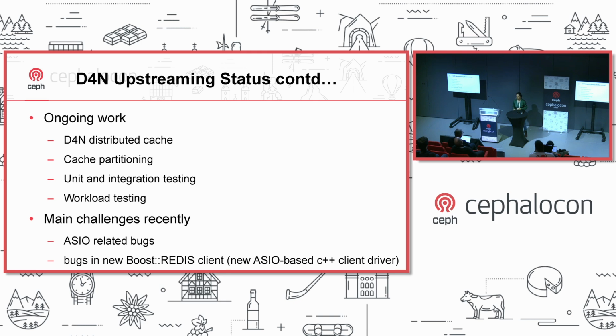So far, the main challenges that we've encountered are mostly related to Azure. So there were some Azure bugs that we encountered in the RGW code. And we also came across some bugs in the Boost Redis client that we've been using to talk to the Redis server, which held us up for quite some time, but then we figured out the solution for that.